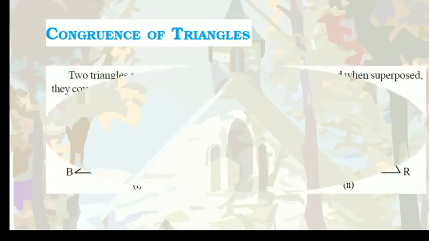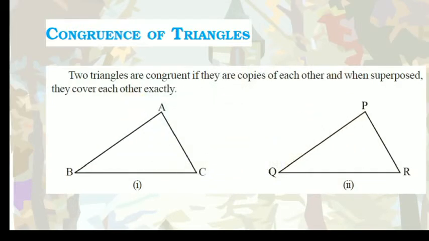Now next, congruence of triangles. Now we come to congruence of triangles. When are the triangles supposed to be congruent? Whenever we have triangles and we superpose them one on top of the other and the measures are equal, then the triangles are supposed to be congruent. Now here are certain examples. Two triangles, if they are copies of each other, when superposed, they cover each other exactly. When you put one triangle atop the other and every single bit is equal, then the triangles are supposed to be congruent.